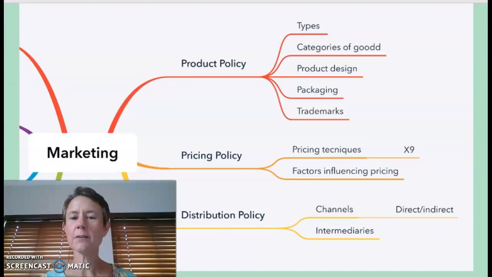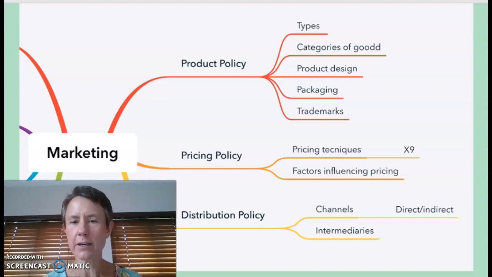So we're all familiar with the 4 P's of marketing: price, product, place, and promotion. Within the grade 11 syllabus, we are going to dig deeper into each of these policies. So when we look at the product policy, we're going to look at the different types of products that consumers want. So we're going to categorize these goods.